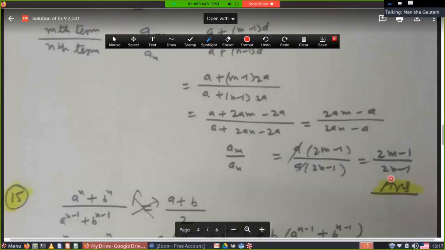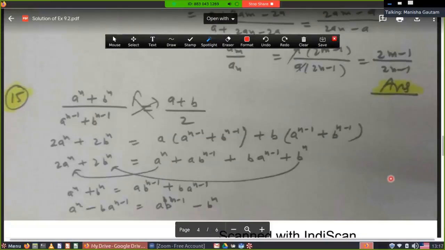Okay. Now come to question number 15. In the 15th question, if a to the power n plus b to the power n upon a to the power n minus 1 plus b to the power n minus 1 is the arithmetic mean of two numbers a and b, then find the value of n. I have told you in the previous lecture the meaning of arithmetic mean. The arithmetic mean of two numbers is a plus b by 2. That's why it is a plus b by 2.